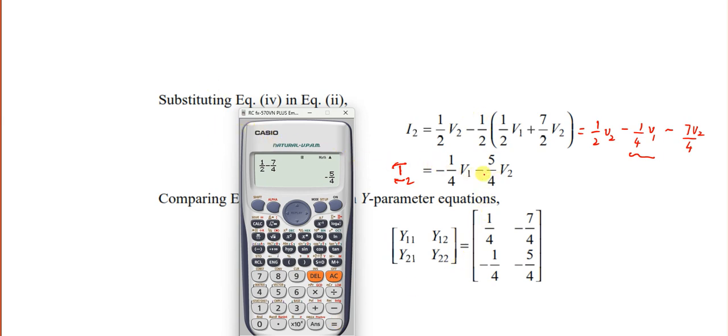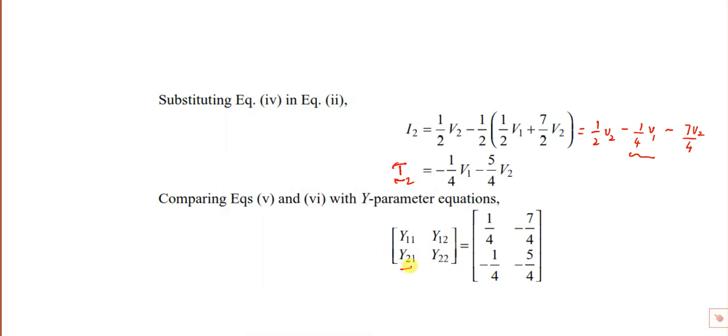So by comparing the Y parameter equations, I1 and I2 are expressed in terms of V1 and V2. This minus 1 by 4 is Y21 and Y22 is minus 5 by 4. So the unit is mho. Y21 is minus 1 by 4 mho. Y22 is minus 5 by 4 mho.